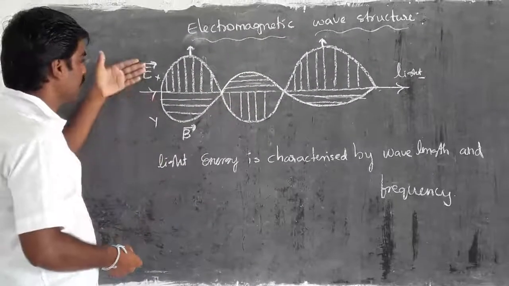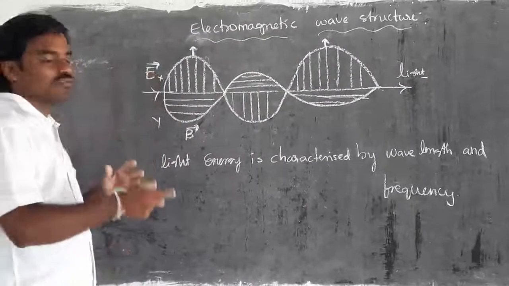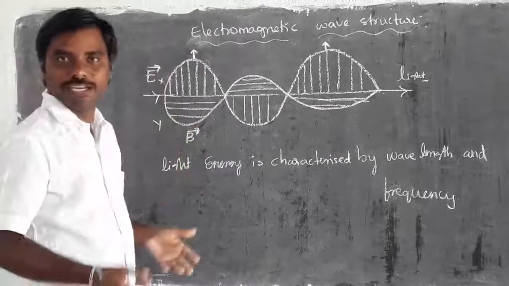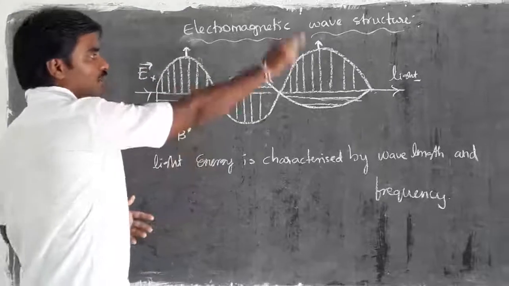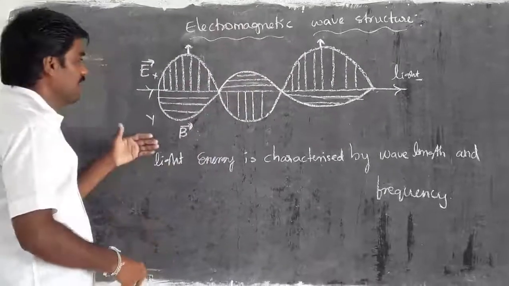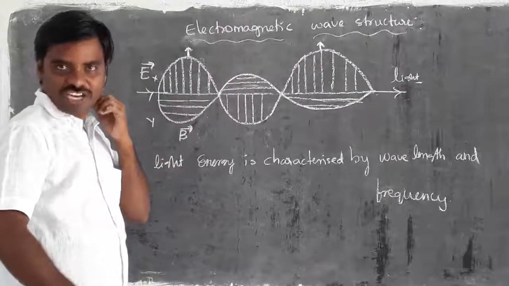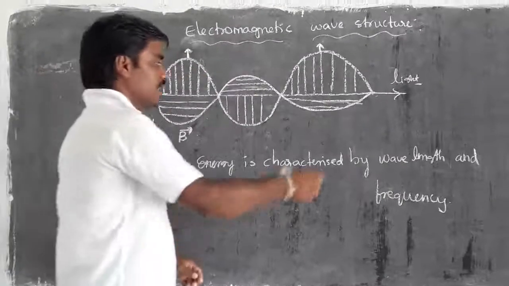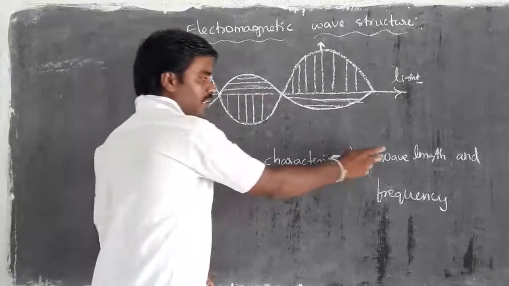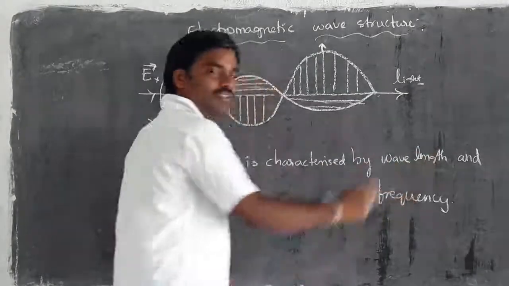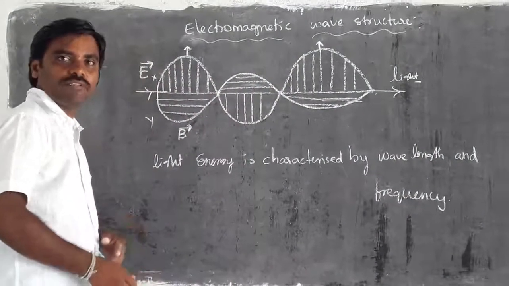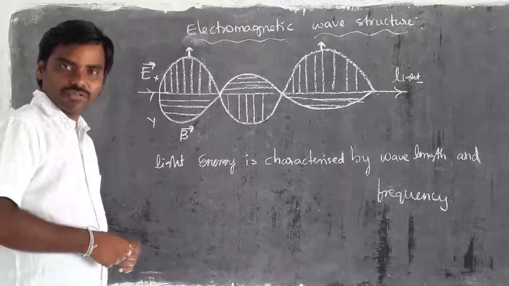So the electromagnetic wave structure is a transverse wave. Already we discussed that we have two different waves: one is the electric wave, another one is the magnetic wave. The two are associated perpendicularly, and that is called the light ray path. Then every light ray has energy. That energy is calculated and depends on two factors: one is wavelength, another one is frequency. So how do we know what wavelength and frequency are? We already have previous knowledge of that.